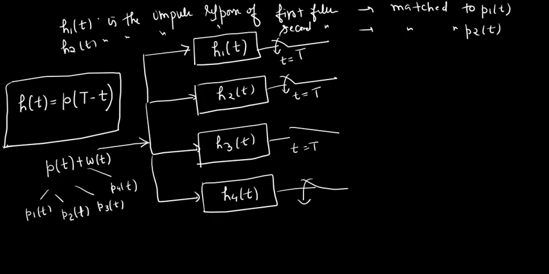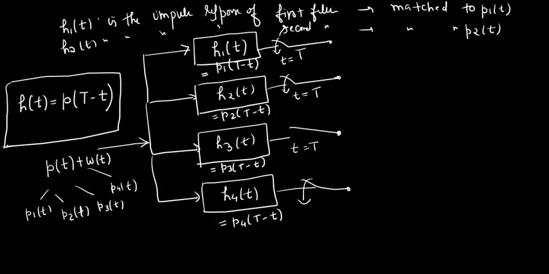So, what are you going to do first? You are going to create a bank of filters. What would be your H1T? H1T is P1(T minus t). H2T you will design as P2(T minus t). H3T will be this and H4T will be this. Then we will sample the output, correct?